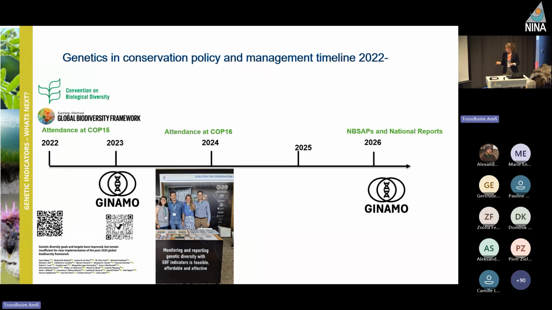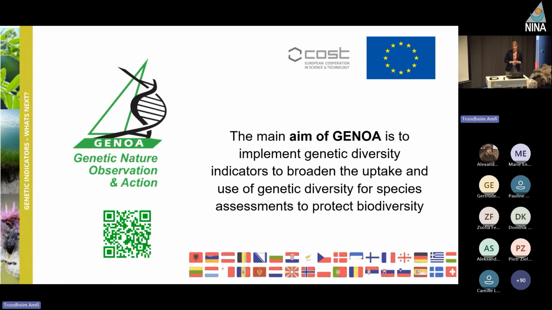We do that together also with GENOA. So GENOA is a brand new EU COST Action network. It just launched in October last year, and the main aim is to implement genetic diversity indicators to broaden the uptake and use of genetic diversity for species assessment to protect biodiversity. It's a 4-year research network.